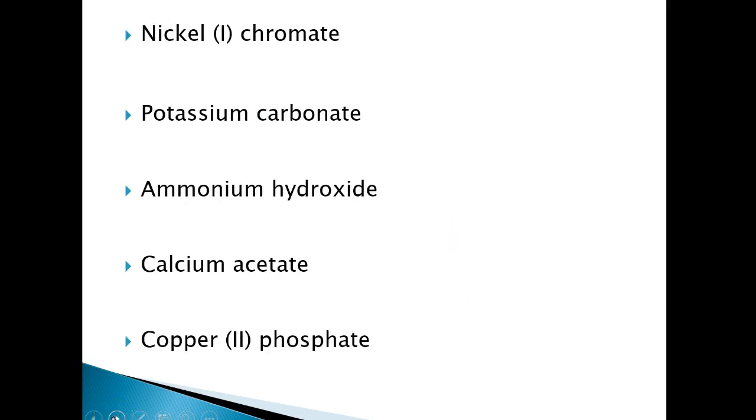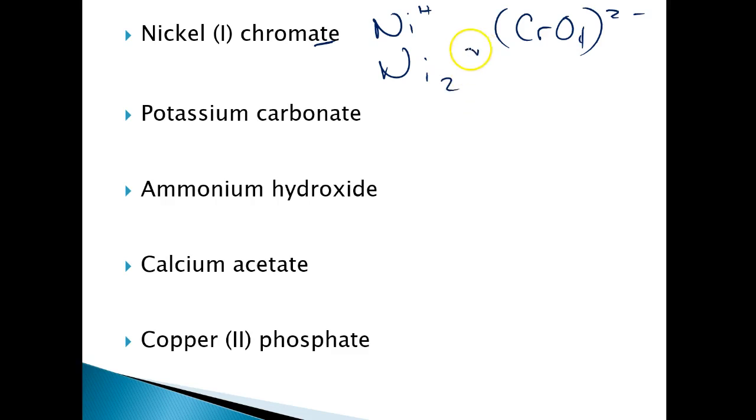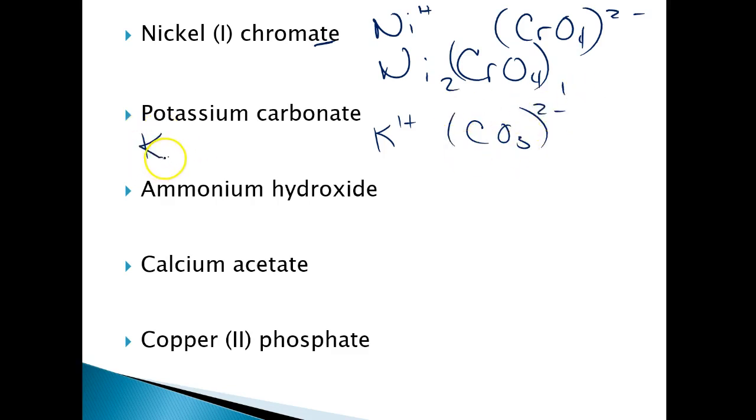Okay, so let's practice these. So nickel 1 is nickel 1+. Chromate, look back, it ends in ATE, is CrO4, parentheses 2-. Drop and swap, Ni2(CrO4)1. And I'm gonna leave that up there for now. Okay, potassium carbonate, K1+, carbonate 2-. Drop and swap, you get K2CO3. And again, I'm going to leave the 1 there just because.